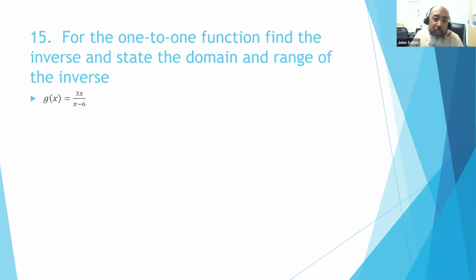For the one-to-one function, find the inverse and state the domain and range of the inverse. So to find the inverse, I change places with my x and y. G of x is my y. So when I switch places, I end up with x is equal to 3y over y minus 6. And now I want to solve for y. First thing I'm going to do, because I don't want to deal with this fraction, I'm going to multiply both sides by y minus 6.